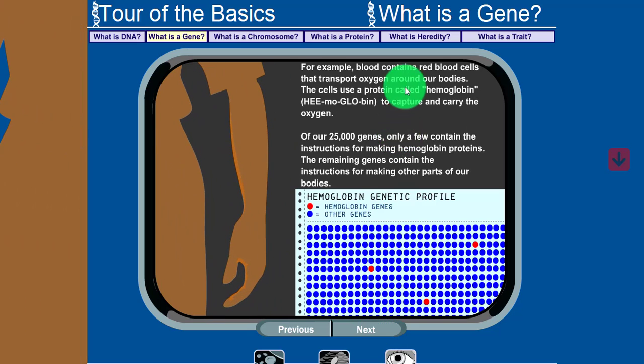For example, blood contains red blood cells that transport oxygen around our bodies. The cell uses a protein called hemoglobin to capture and carry the oxygen. Of our 25,000 genes, only a few contain the instruction for making hemoglobin proteins. The remaining genes contain the instructions for making other parts of our bodies.